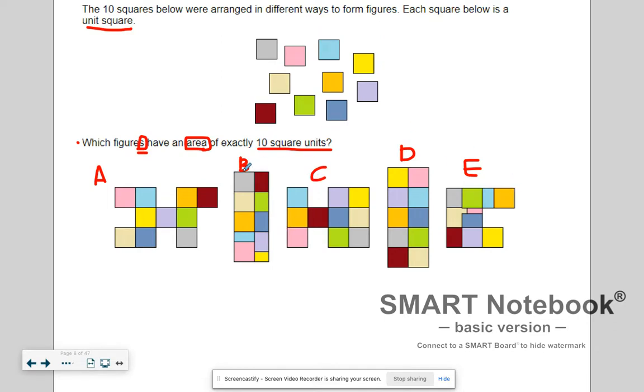You don't know. Okay, I want you and your table to talk with each other and figure out which ones have an area of exactly 10 square units. Okay, Miss Merritt, if you don't mind pausing this video, please.